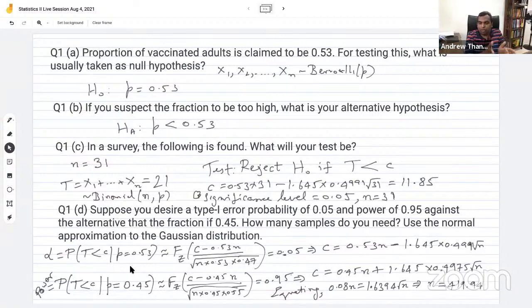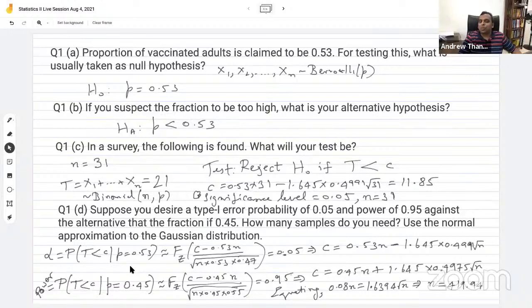Okay, so under 0.53, you have a type 1 error probability of below 0.05. Even if it were 0.45, I will have a type 2 error probability of below 0.05, right? So I have a power of 0.95. If you have 420 samples, you get this. If you have only 31 samples, you will not have this kind of power. If you want a power of 0.95, your alternative has to be really, really far away. It's probably 0.2 or something like that.